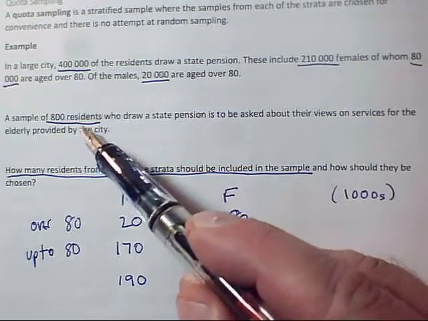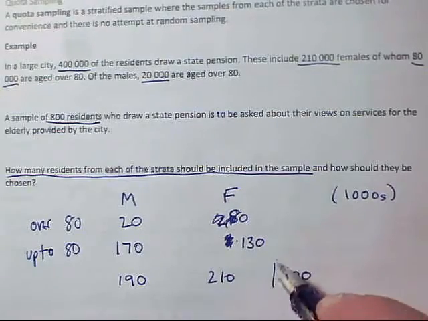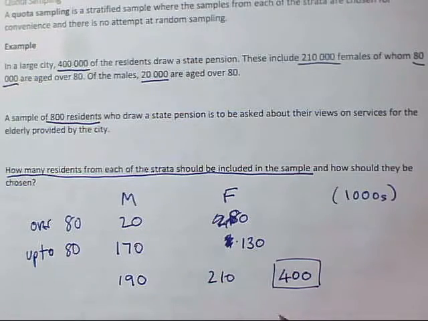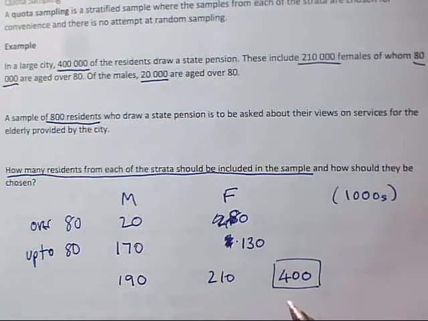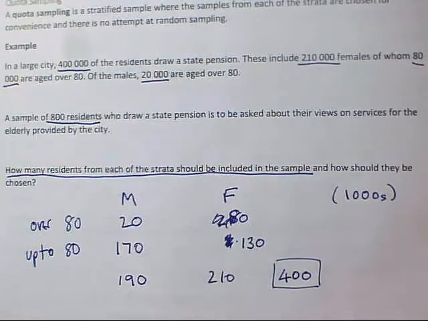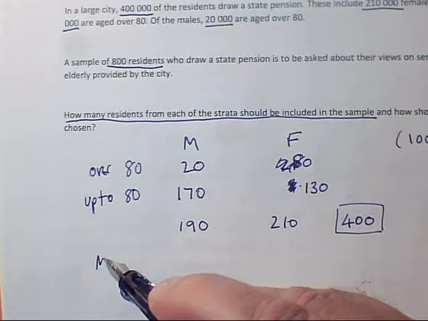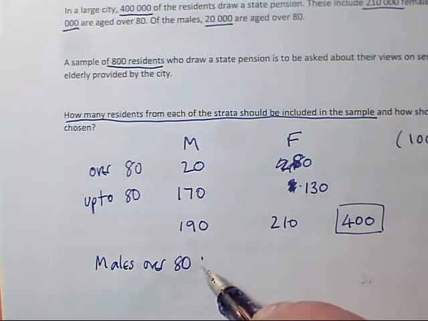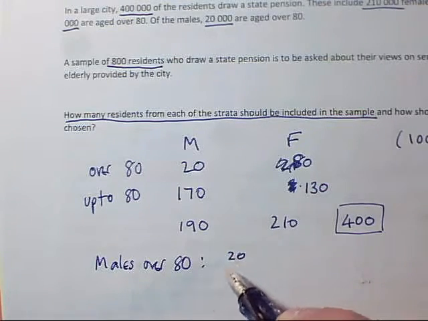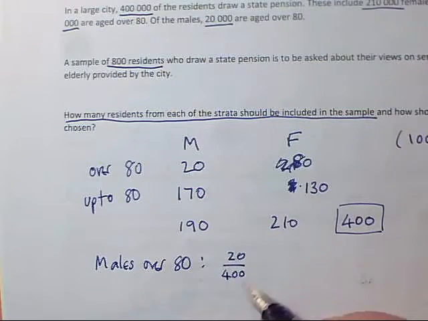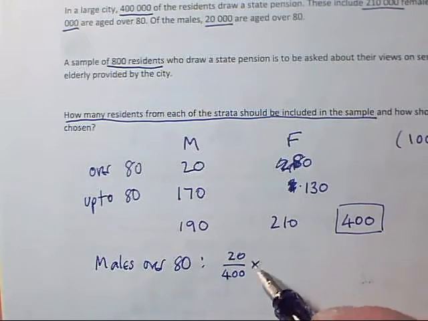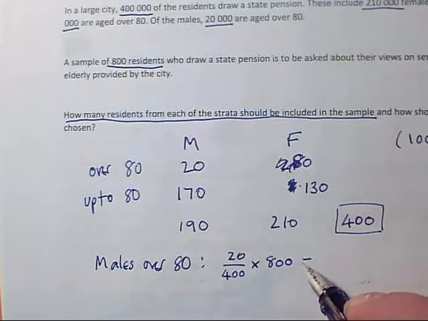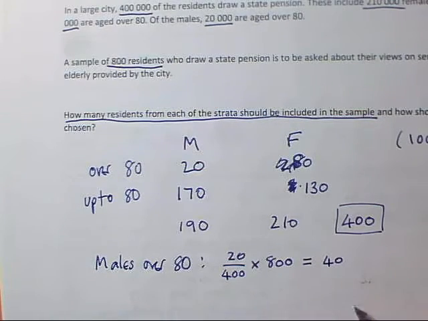Now I need to choose a sample of 800. So my grand total for my population is 400,000, but I can keep working with the numbers I've got in my table, that's fine. So I just need to get the correct fractions of the population and reflect those fractions in my sample. So if I think about males over 80, what fraction do I need? I need 20 out of 400, so that's the fraction of the population that are males over 80, and I need to multiply by the size of my sample, which is 800. So I do that multiplication, and I get that I should have 40 males over 80.